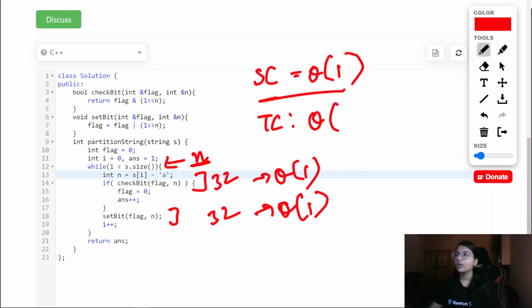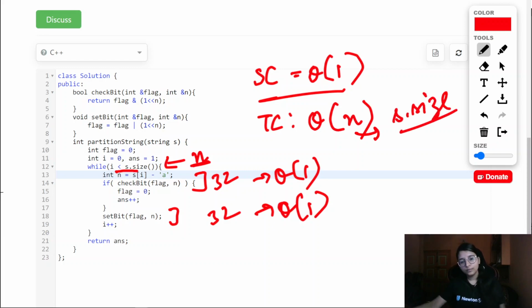So overall time complexity becomes order of n, just because we are picking up all the elements from this particular string. Here n simply refers to s dot size. So that's the thing. This was all for this particular question.